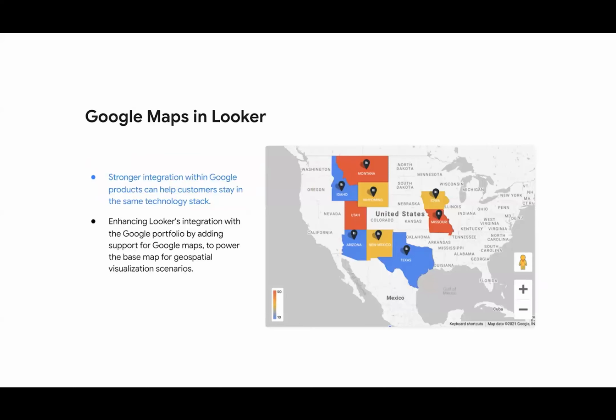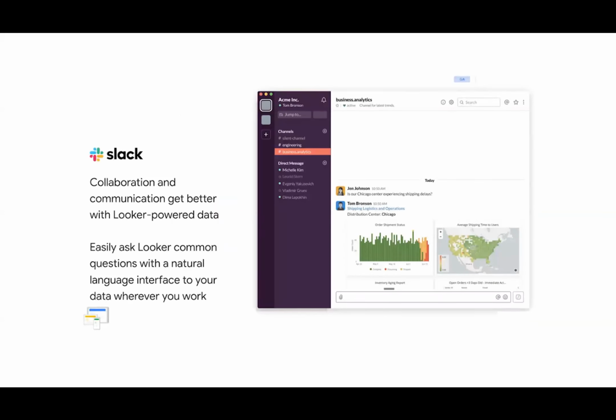You can even use Google Maps in your Looker. You can integrate Looker with Google products, in terms of Drive, Sheets, Maps, and Slides. As I said, it is collaborative communication from other applications to Looker. In their application itself, they can easily ask Looker questions using their common language.